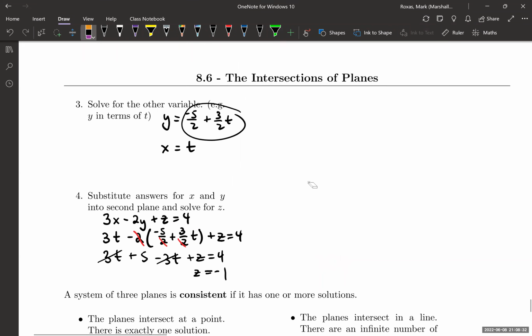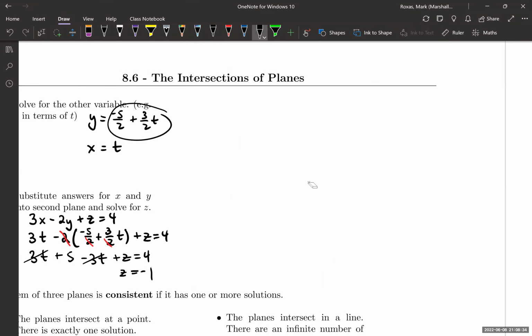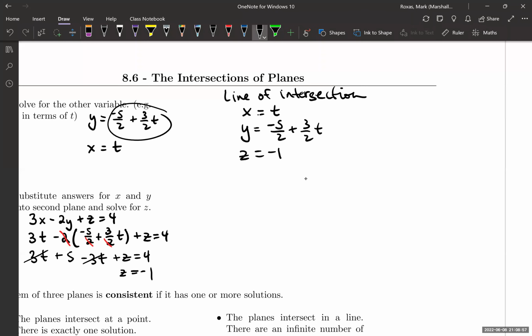So our parametric form, the line of intersection, this is the case where the two planes intersect and it's a line. Okay, so the line of intersection is just the parametric equations we created here: x equals t, y equals negative 5 over 2 plus 3 over 2 t, and z equals negative 1.